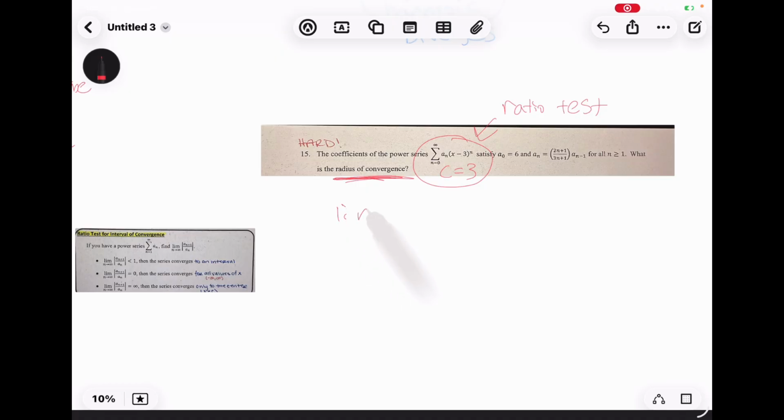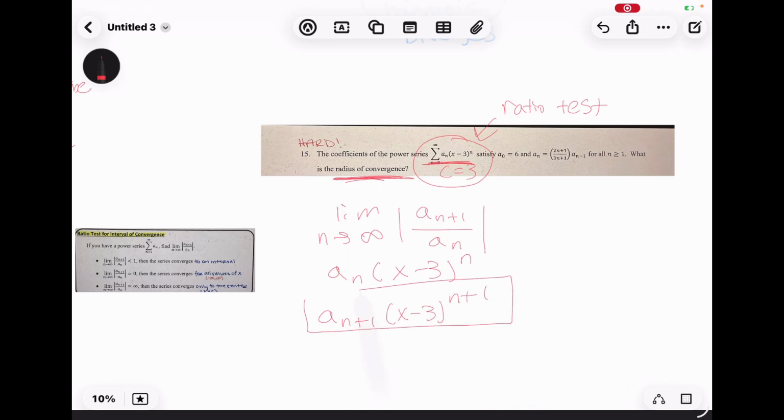So if we have the limit as n goes to infinity of a sub n plus 1 over a sub n, and then a sub n times x minus 3 to the n, right? That's what's given in our original problem. So if I were to just do the ratio test, that would just be a sub n plus 1 and then x minus 3 to the n plus 1. So that's the ratio test for that part.